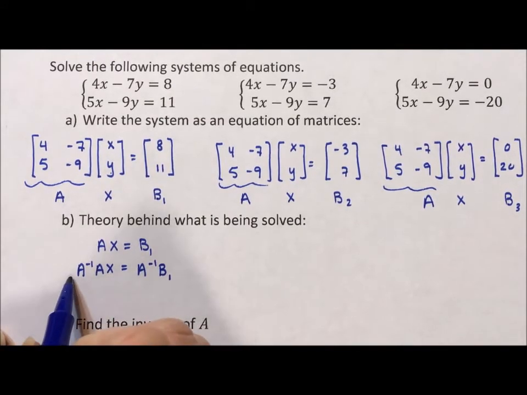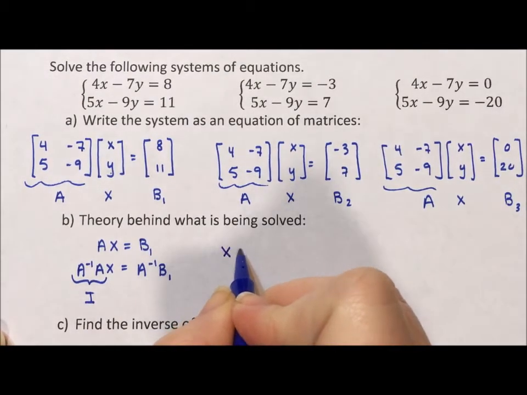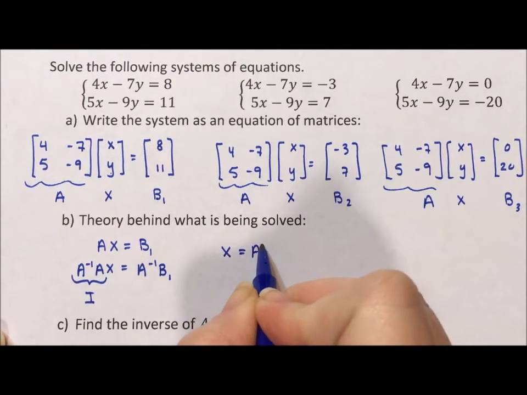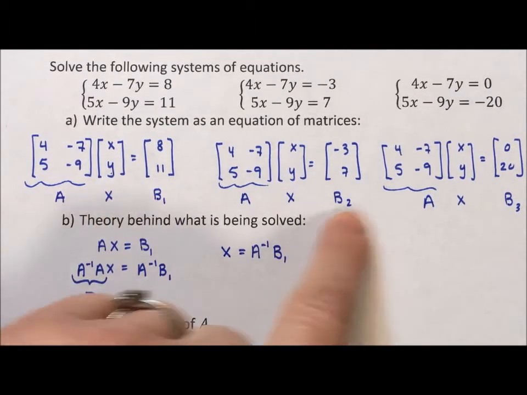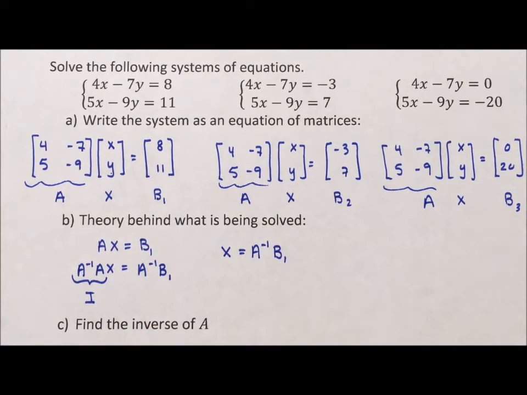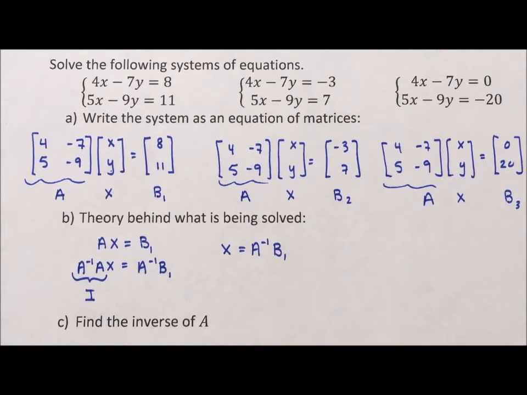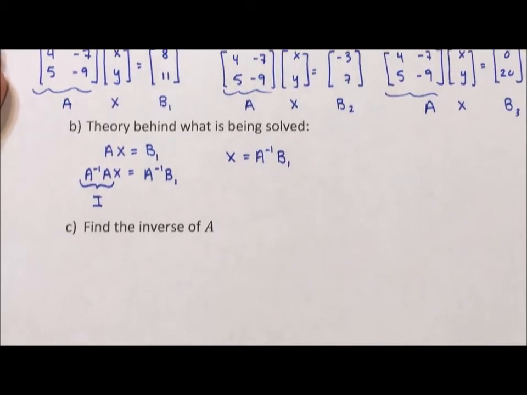This right here is the identity matrix, and anything times 1 is itself, which means this becomes X equals the inverse of A times whichever B we want. So if we know the inverse of A, we can multiply it by each of these 3 and get all of the answers really quickly. Okay, so there's the theory. So what do we want to do next? We want to find the inverse of A.